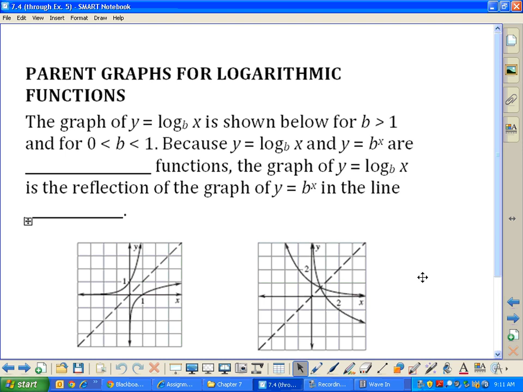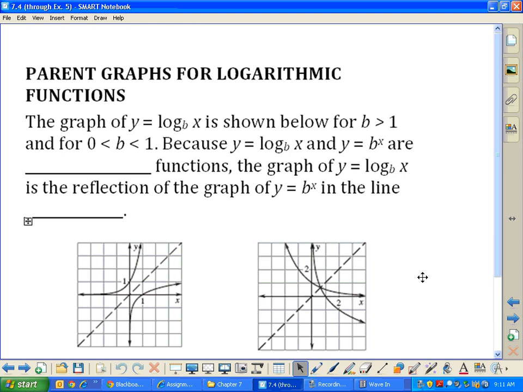What else were some characteristics? Maybe Danielle, what do you think? Do you remember anything about exponential graphs? What are some characteristics, things you had to show on the test? What kind of asymptote? It was a horizontal asymptote.